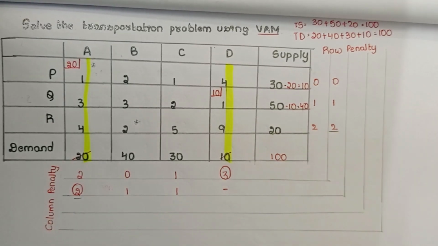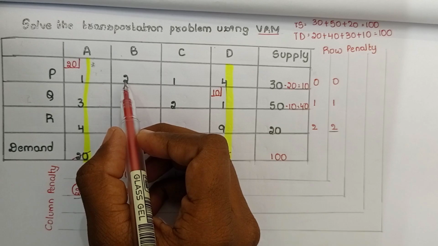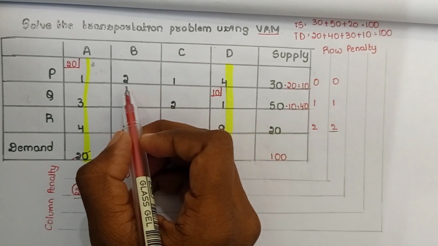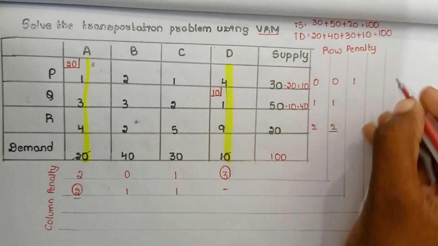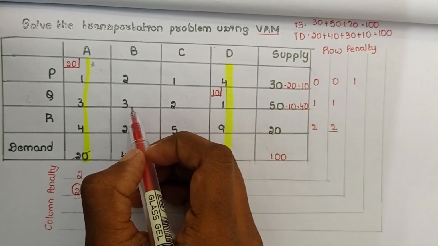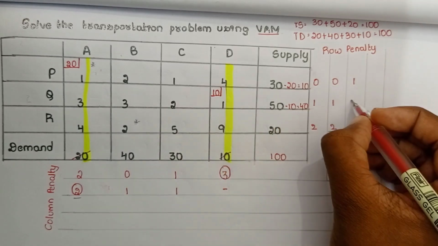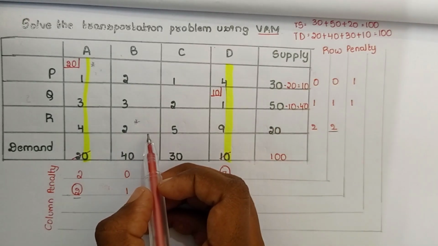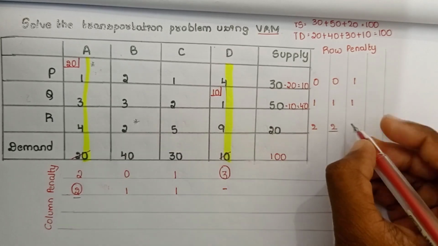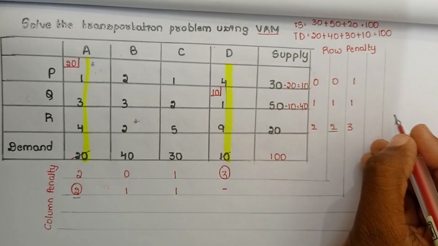Okay, next we have to continue the same steps. Among the remaining values 1 and 2, the least value is 1 and the second least value is 2, so 2 minus 1 is 1. In this row the first least value is 2 and the second least value is 3, so 3 minus 2 is 1. Among this, the first least value is 2 and the second least value is 5, so 5 minus 2 is 3. So this is the row penalty.